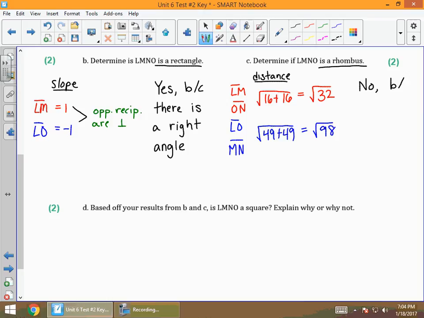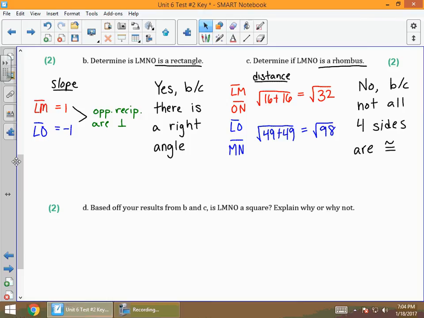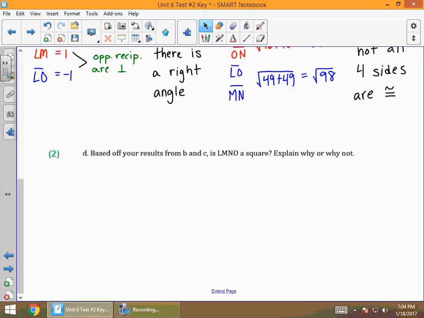Why? Because not all four sides are congruent. You have to have all four of the sides the same in order for it to be a rhombus. So is it a parallelogram? Yes. Is it a rectangle? Yes. Is it a rhombus? No. And that makes part D real easy.